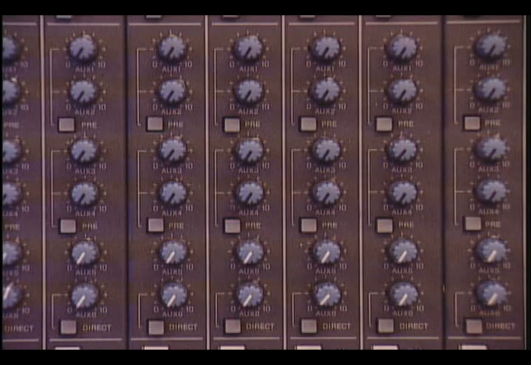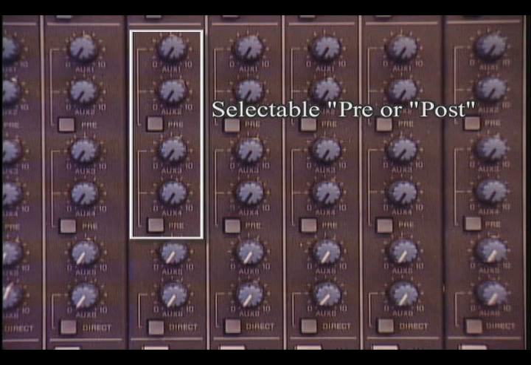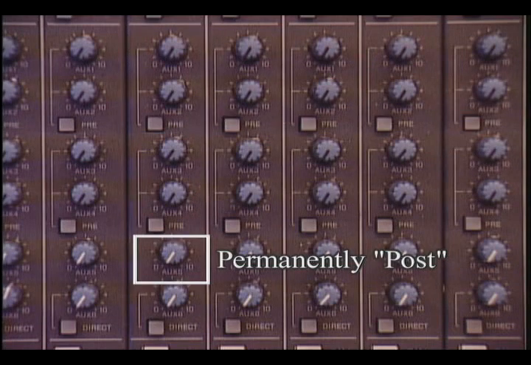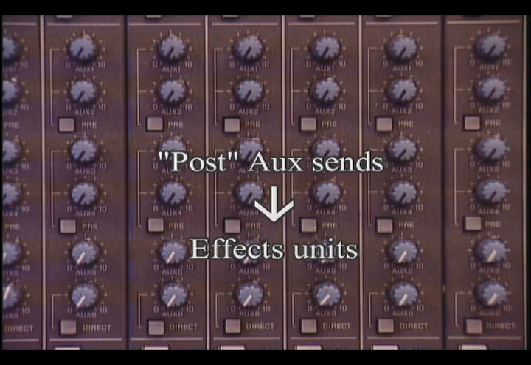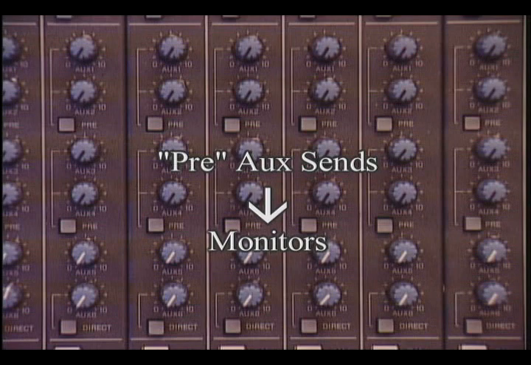Typically on a mixer, some of the aux sends are pre and some are post. On this mixer, aux 1 and 2 and 3 and 4 are selectable between pre or post fader. Aux 5 is permanently post, and aux 6 can be either post or direct. Direct means the aux send can be made to control the direct output volume of the channel. Usually, aux sends sent to effects units are post fader, while signals sent to the monitors are pre fader. This is because the normal expectation is that effect units will receive a signal similar to the main mix, which would be post-fader, whereas monitor signals are kept pre-fader to reduce the likelihood of feedback.